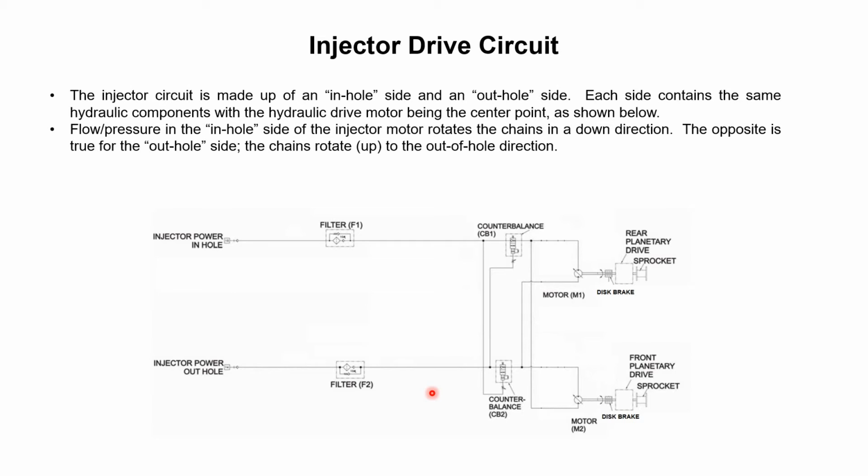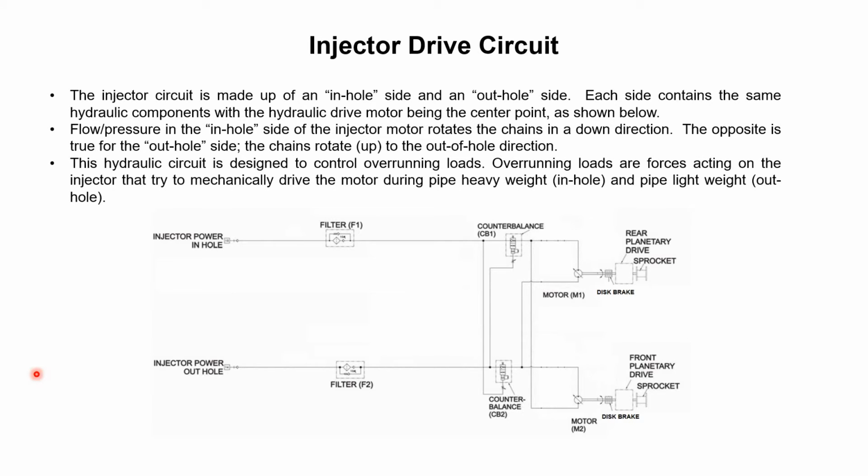Flow pressure in the in-hole side of the injector motor rotates the chains in a down direction. The opposite is true for the out-hole side: the chains rotate up in the out-of-hole direction. The point we have already discussed is that if fluid flows through this hose and this hose acts as a return hose, then we will have the in-hole direction. The opposite is true for the other side: if the out-hole hose is acting as a drive hose and the in-hole is acting as a return hose, then we will have the out-hole direction of the injector head.